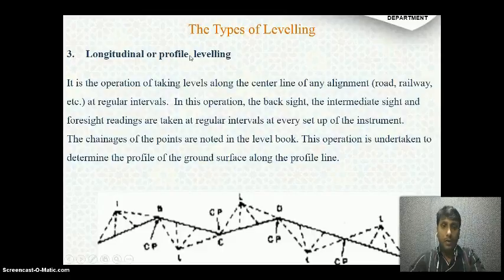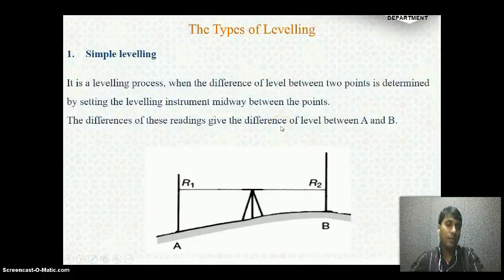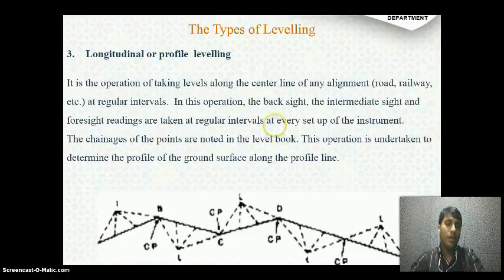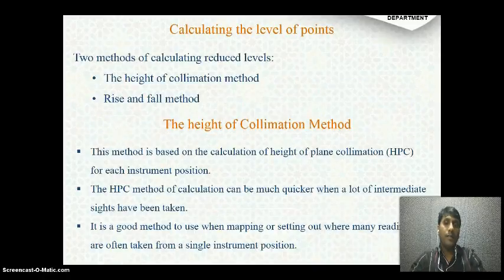While performing your lab experiments, we will go to some wadi near the college. It's not a closed wadi, no water is there, it's an empty land. So there you can calculate up to 1 kilometer distance. You can calculate the level regularly. So it depends upon the ground surface along the profile line. So these are the three types of leveling. The first type is simple leveling. The second type is differential leveling. The third type is longitudinal or profile leveling.